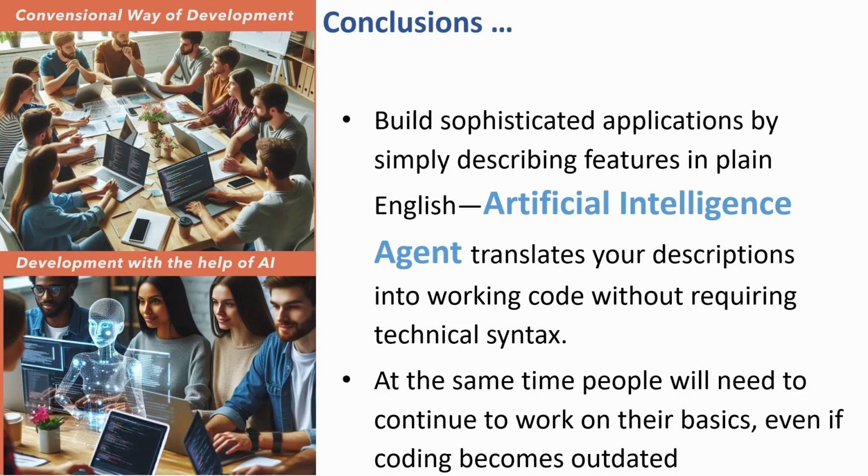With plain English, you can easily describe what functionalities you need, what kind of input, and what kind of look and feel of the front end. All those things you can explain in English. The artificial intelligence translates your descriptions into working code without requiring technical syntax. You don't have to say anything about technical syntax. Just say what the functionalities and other things are in your prompt in proper English. At the same time, you can also use your own language, and that can be translated into English by the AI also.